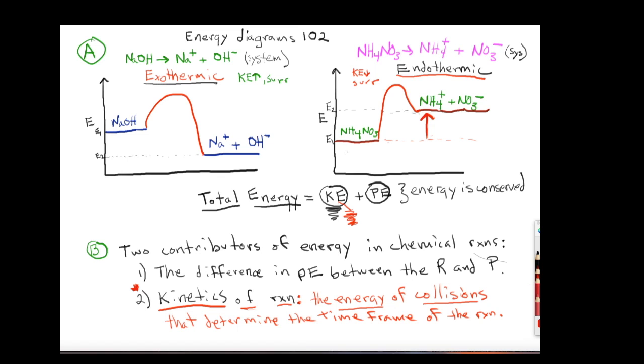But now let's go ahead. It is a different color, so I want to emphasize the fact that what I just drew in here has nothing to do with the potential energy difference between the reactants and the products. What it has to do with is how fast the reaction is going to go, or the kinetics. So let me label that.